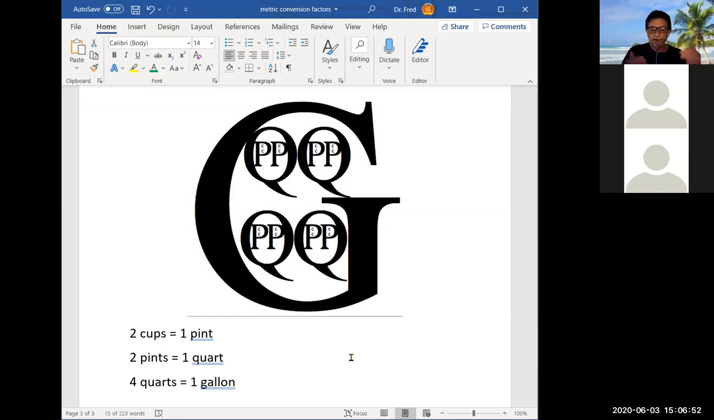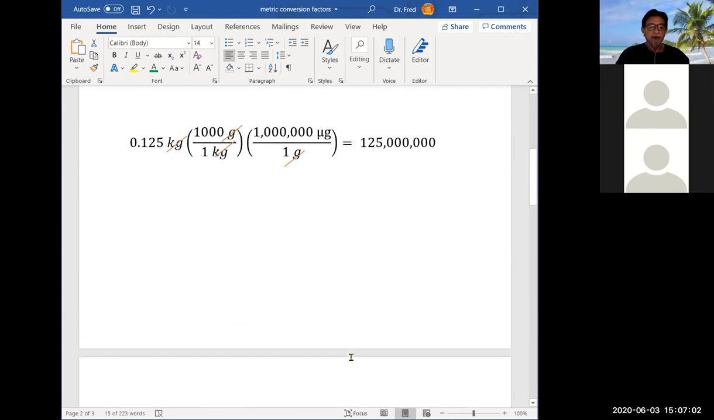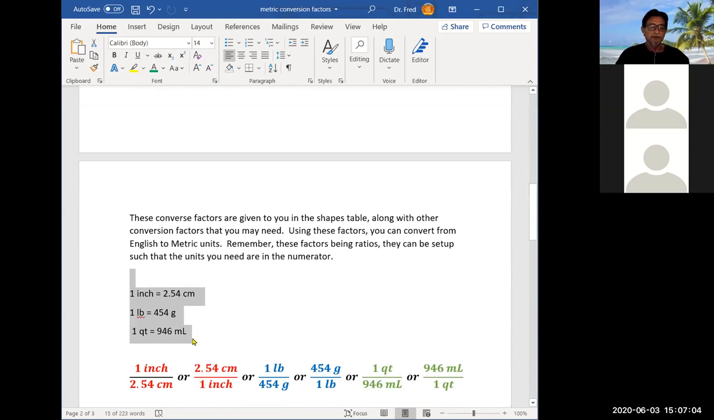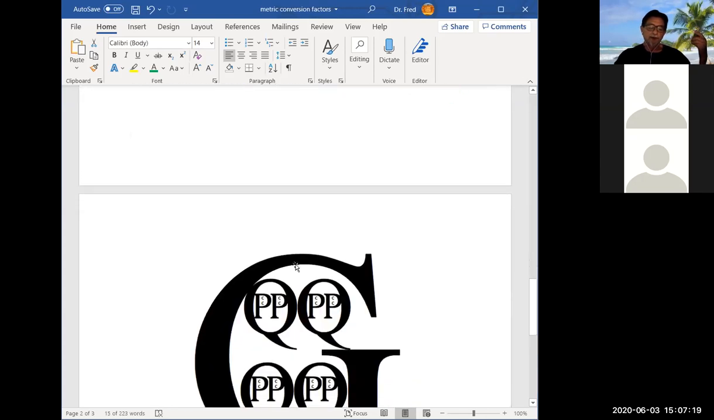Okay, that you can set up in any ratio that you want, because you may be asked to go from milliliters to cups. Well, if I need to go from milliliters to cups, I have these conversion factors that give me milliliters to quarts, and then from quarts I can go to pints, and from pints to cups. Okay, so that little picture may help you out.